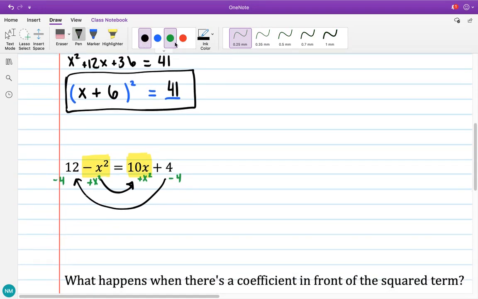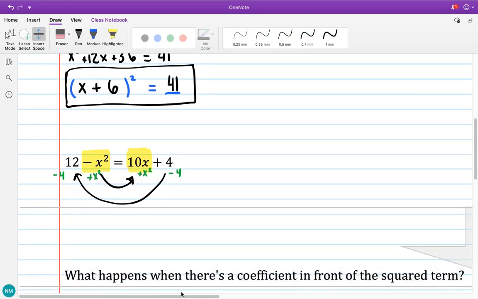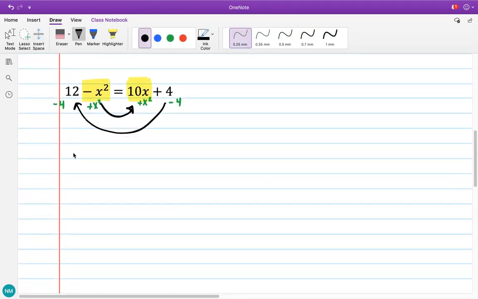And so when I do that, let's move this down. So when I do that, I'm going to get 12 minus 4. This goes away, and this goes away. So 12 minus 4 is going to be 8 equals x squared plus 10x.